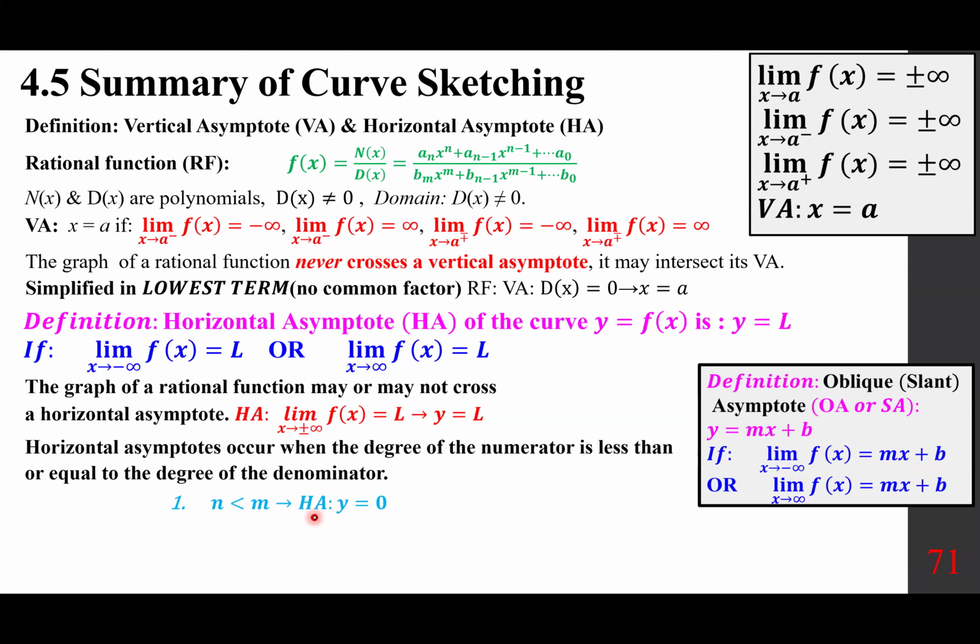This is what we learned from pre-calculus. You can stick with that. If n equals m, then the leading term takes over. They cancel each other. We get y equals a sub n over b sub n.